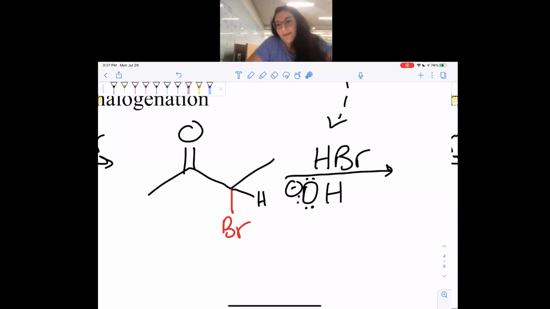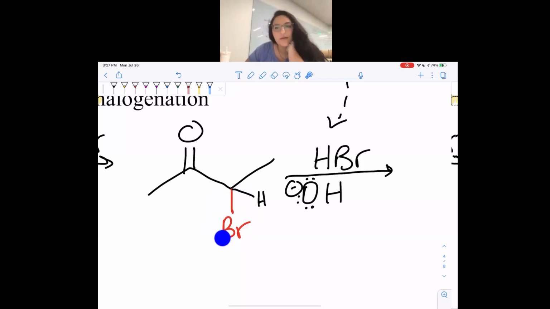It's okay if you're wrong. Just take a guess. Thank you, somebody, for guessing. So yes, it will become more acidic. The reason it's becoming more acidic is because this bromine is an electron withdrawing group. So now it's allylic and we have an electron withdrawing group. So this bond gets even weaker, even more acidic.